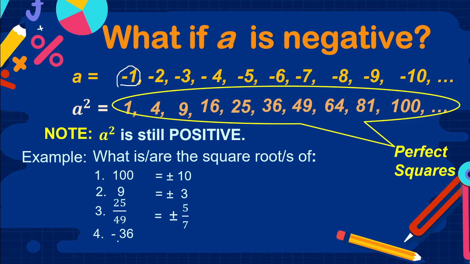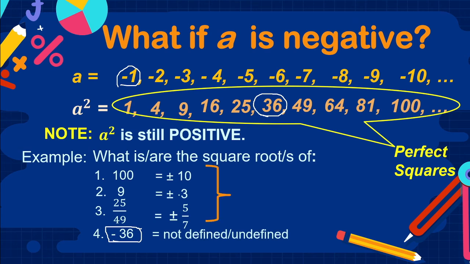Number 4, what are the square roots of negative 36? Our a squared here, yung positive 36. We have positive 36. Ang square root niya is pwedeng positive negative 6. But we have here negative 36. So the answer is not defined. These numbers are called rational numbers.